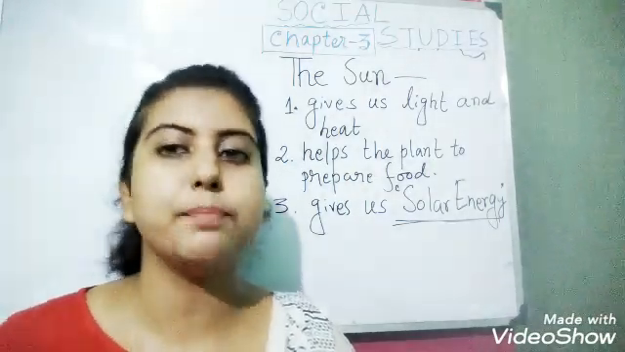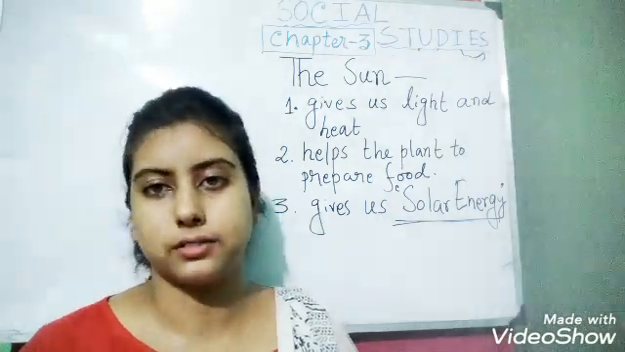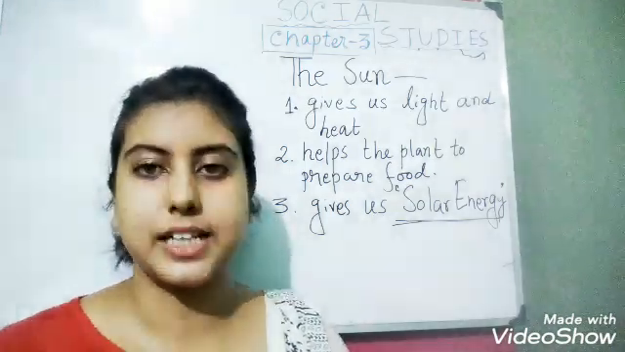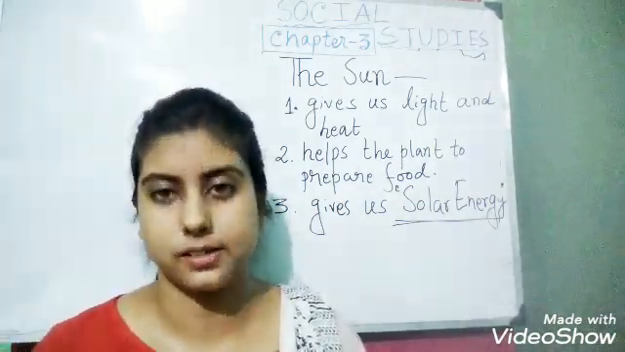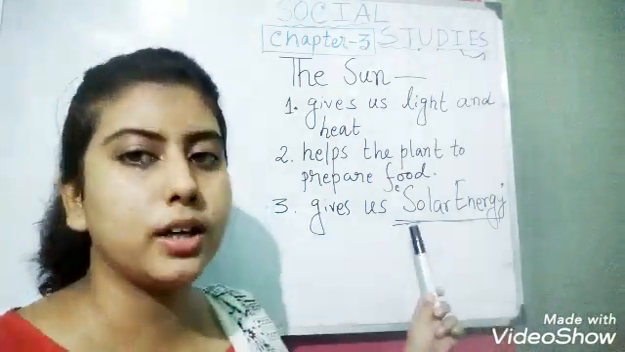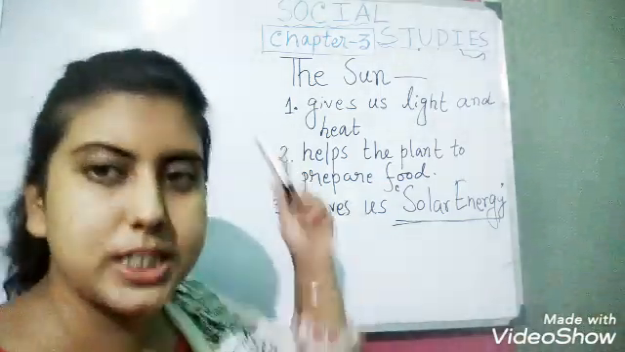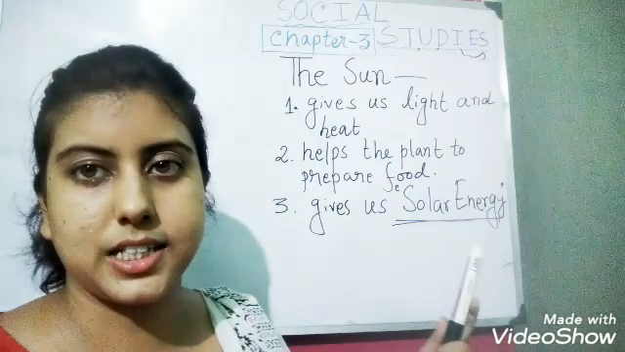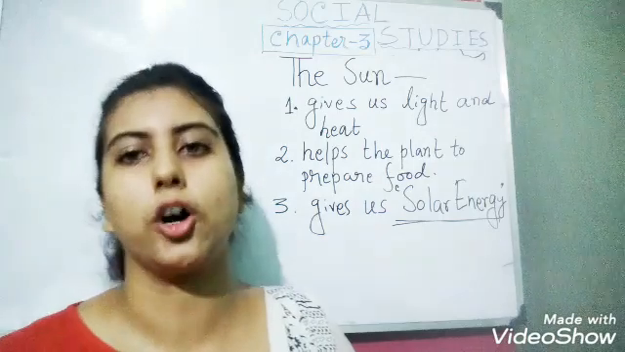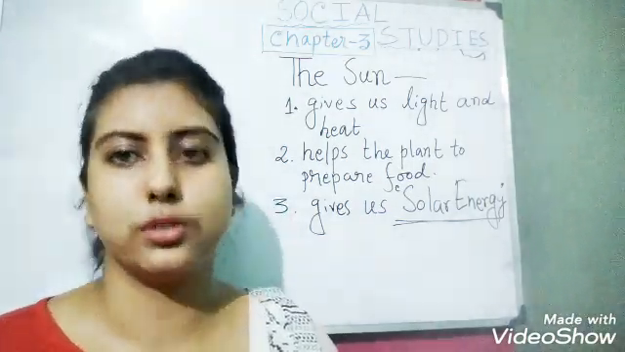Humans, with the help of technology, can use the energy from the Sun to cook, to light up the streets at night, and do many other things. This kind of energy is called solar energy. So these are the utilities of sunlight for us. Now, we will move on to the next topic, that is the moon.